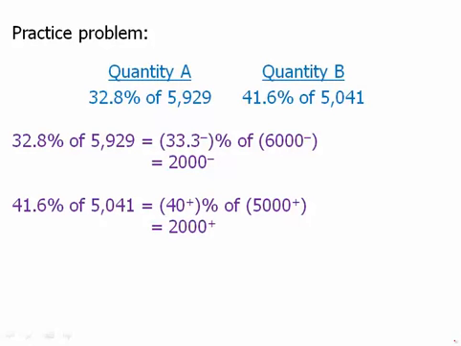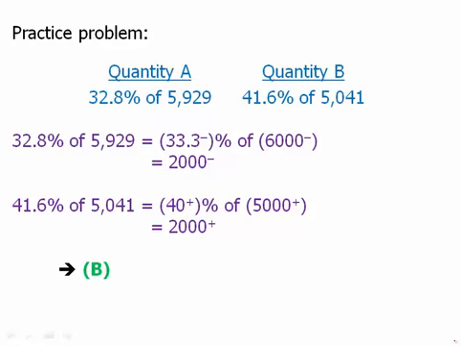So again, I don't care about the exact values. All I care about is the comparison. And notice that this was set up to have a nice, easy comparison so that we could just see one's smaller than 2,000, one's larger than 2,000. That means that the answer has to be B.